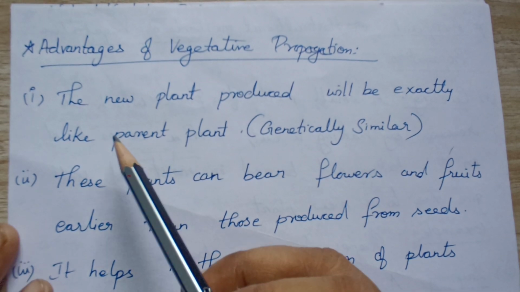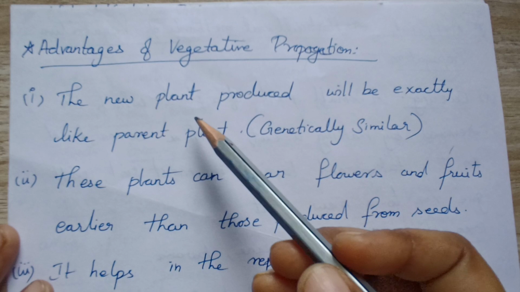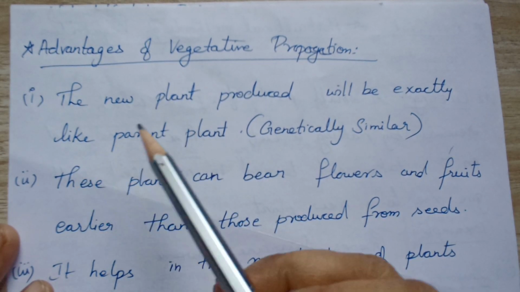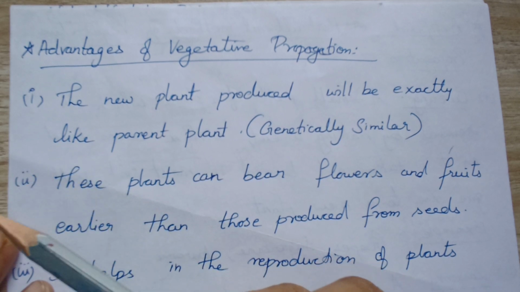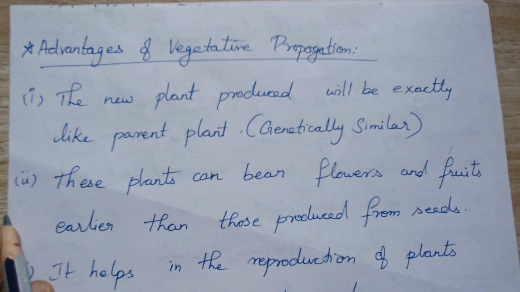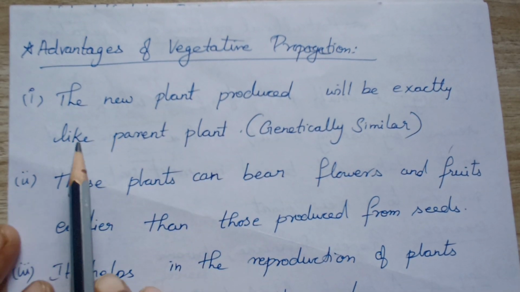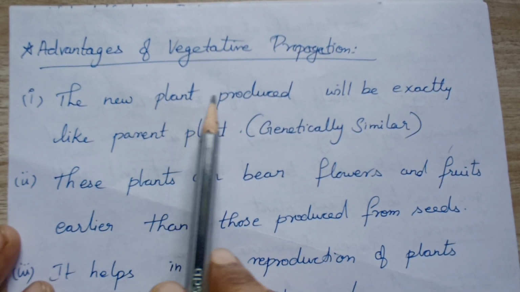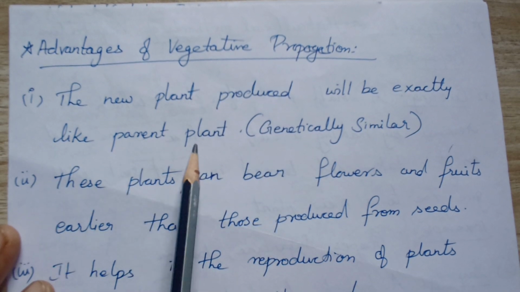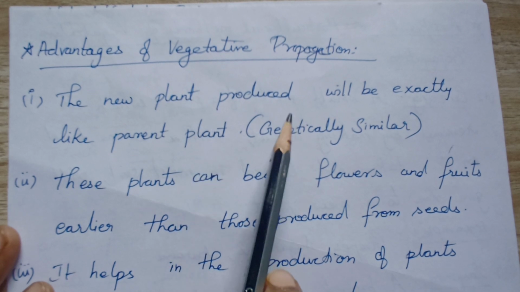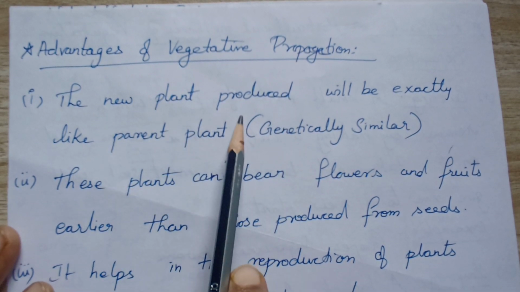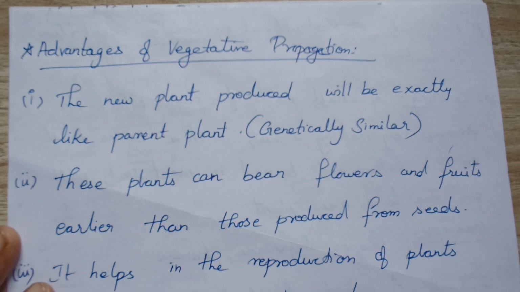But if you use the seed to grow a new mango plant, that seed undergoes sexual reproduction, not asexual reproduction. So there may be some changes in that. So the new plant produced by vegetative propagation will be exactly like the parent plant. That is, similar traits can be transferred from one plant to another through vegetative propagation, because we are taking the same DNA.